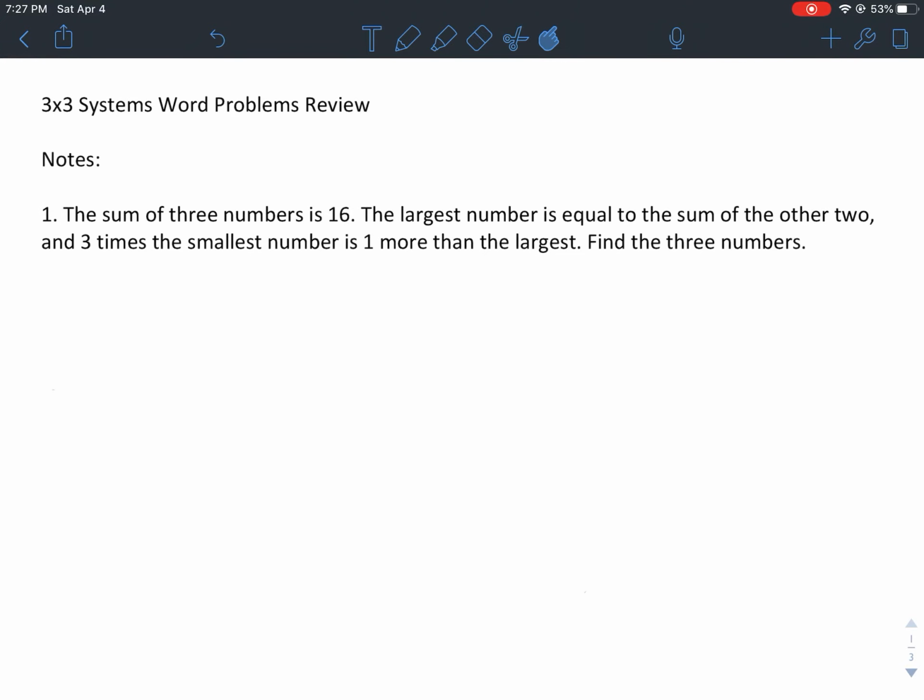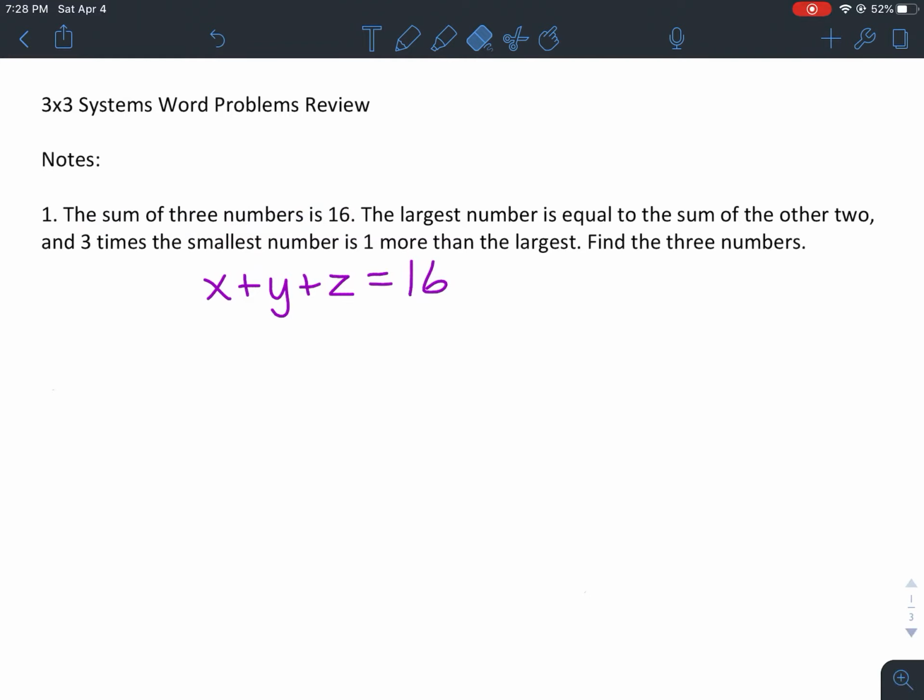So you can use whatever variables you want, but I'm going to use x, y, and z. So I'm going to do x plus y plus z equals 16. And if you remember these problems from during the year, they can be quite extensive, so you're definitely going to want to write small here because it's going to be a pretty long problem. And that's for this first sentence right here. The sum of three numbers is 16, so x plus y plus z equals 16.